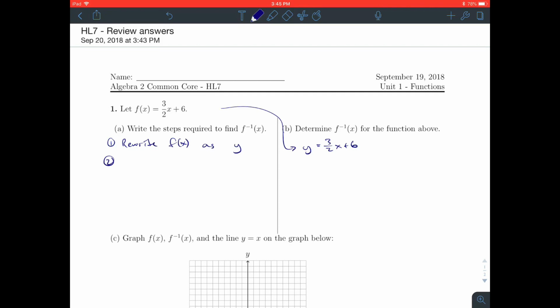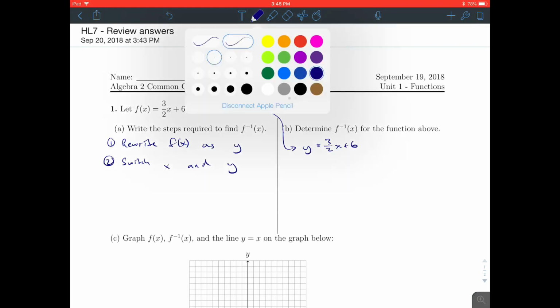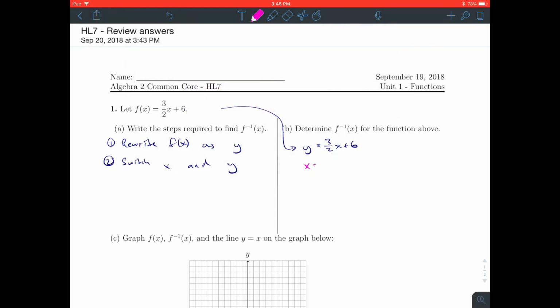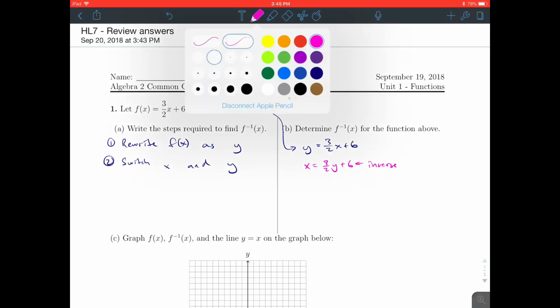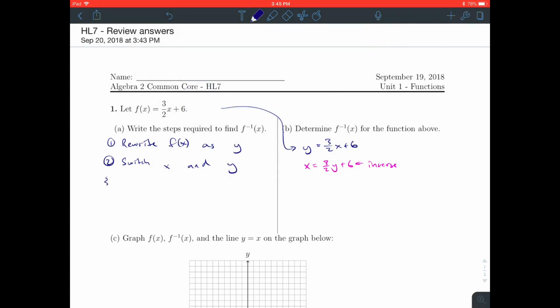Step 2, let's go from the original function to the inverse. So switch x and y. When we do this step, I'm going to change my color because now we've actually created a new function. This is not the same as the original function. This is the inverse. However, our inverse looks a little strange because y has not been isolated. So the next step is to isolate y.